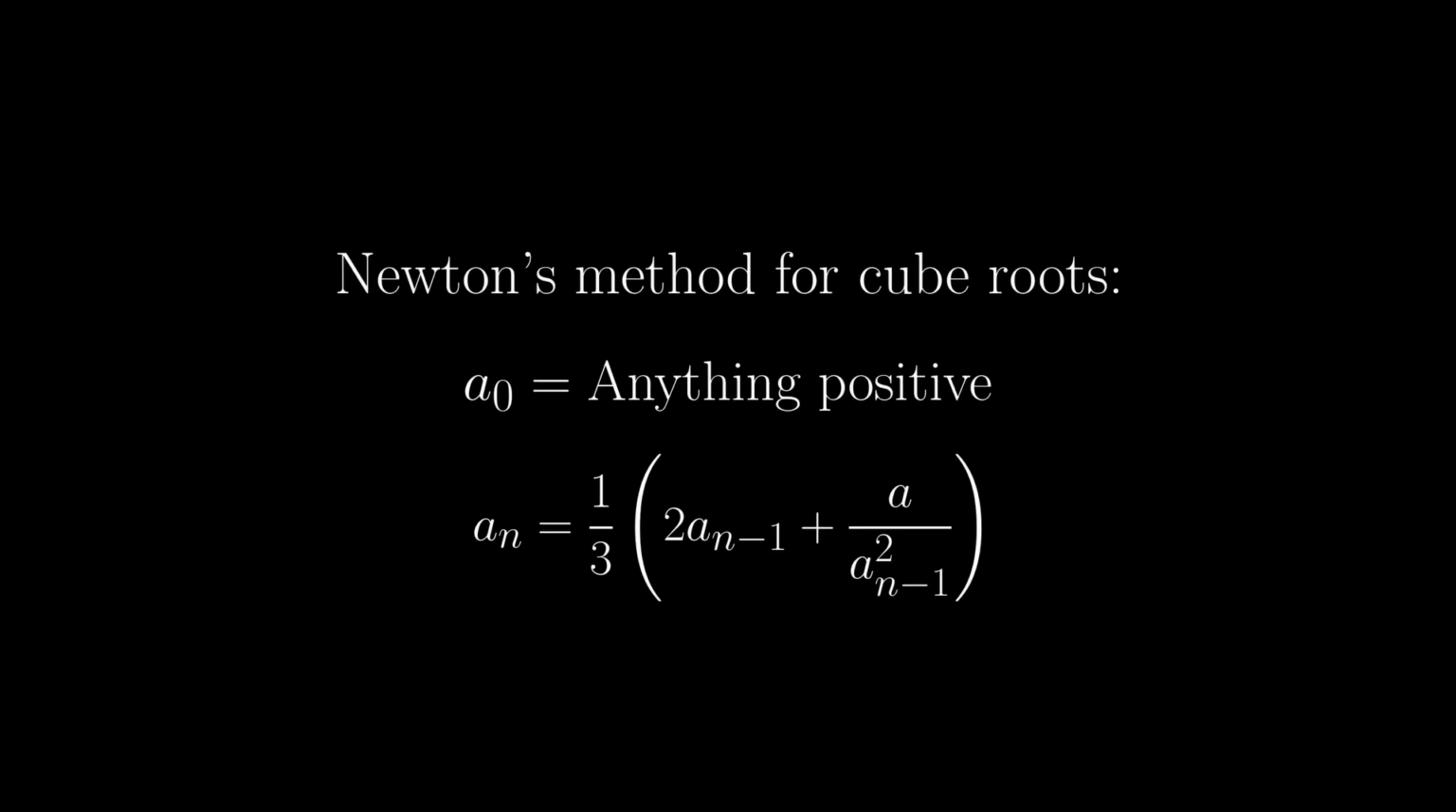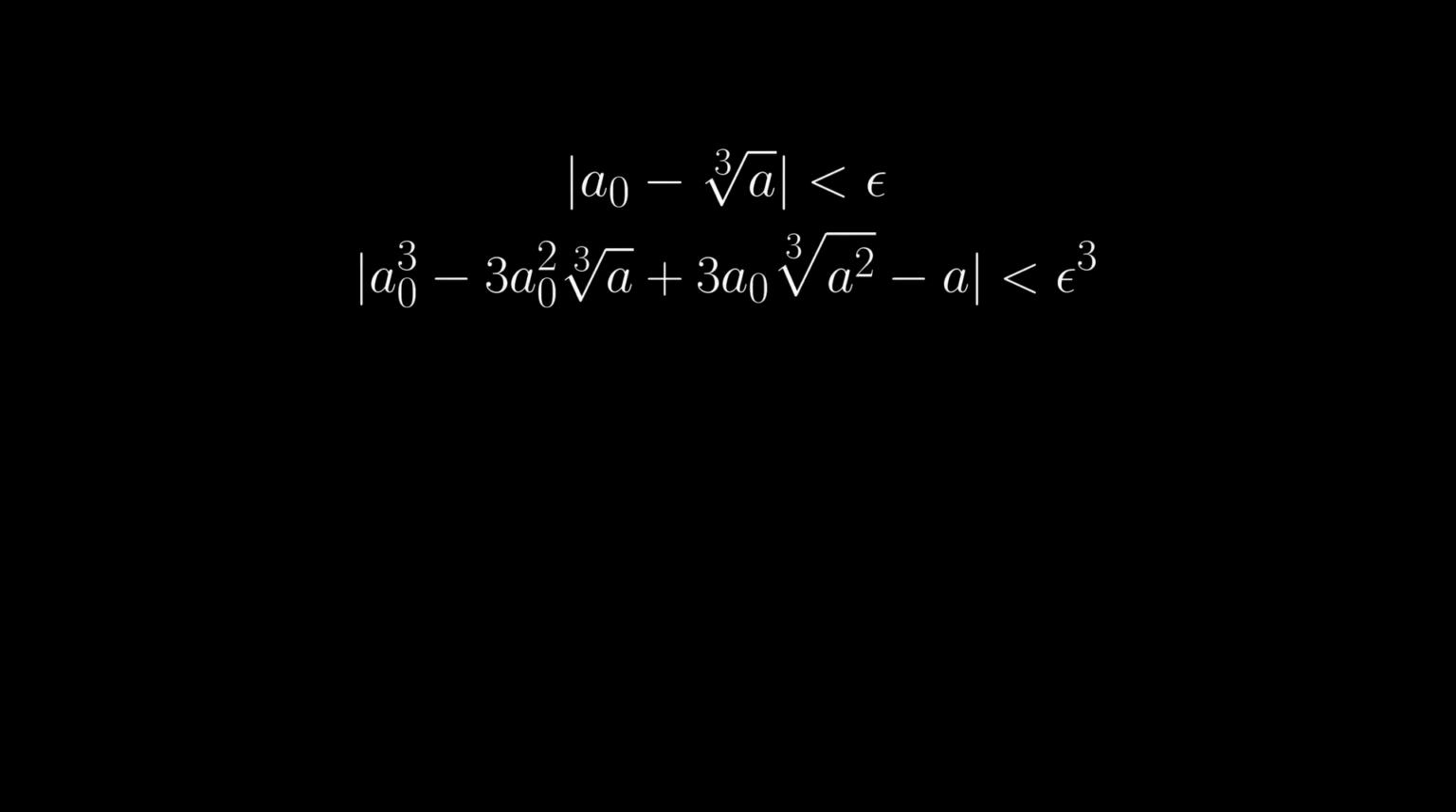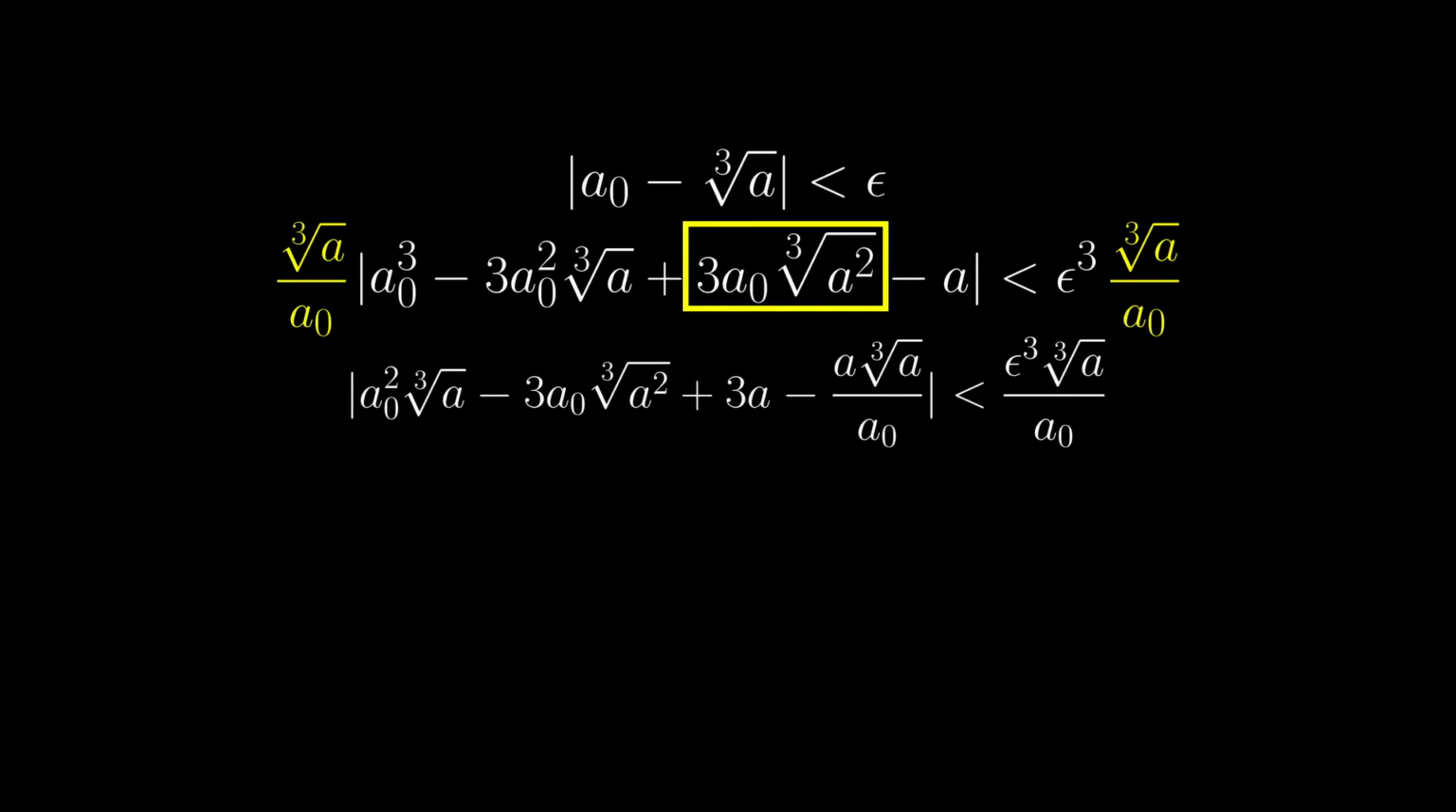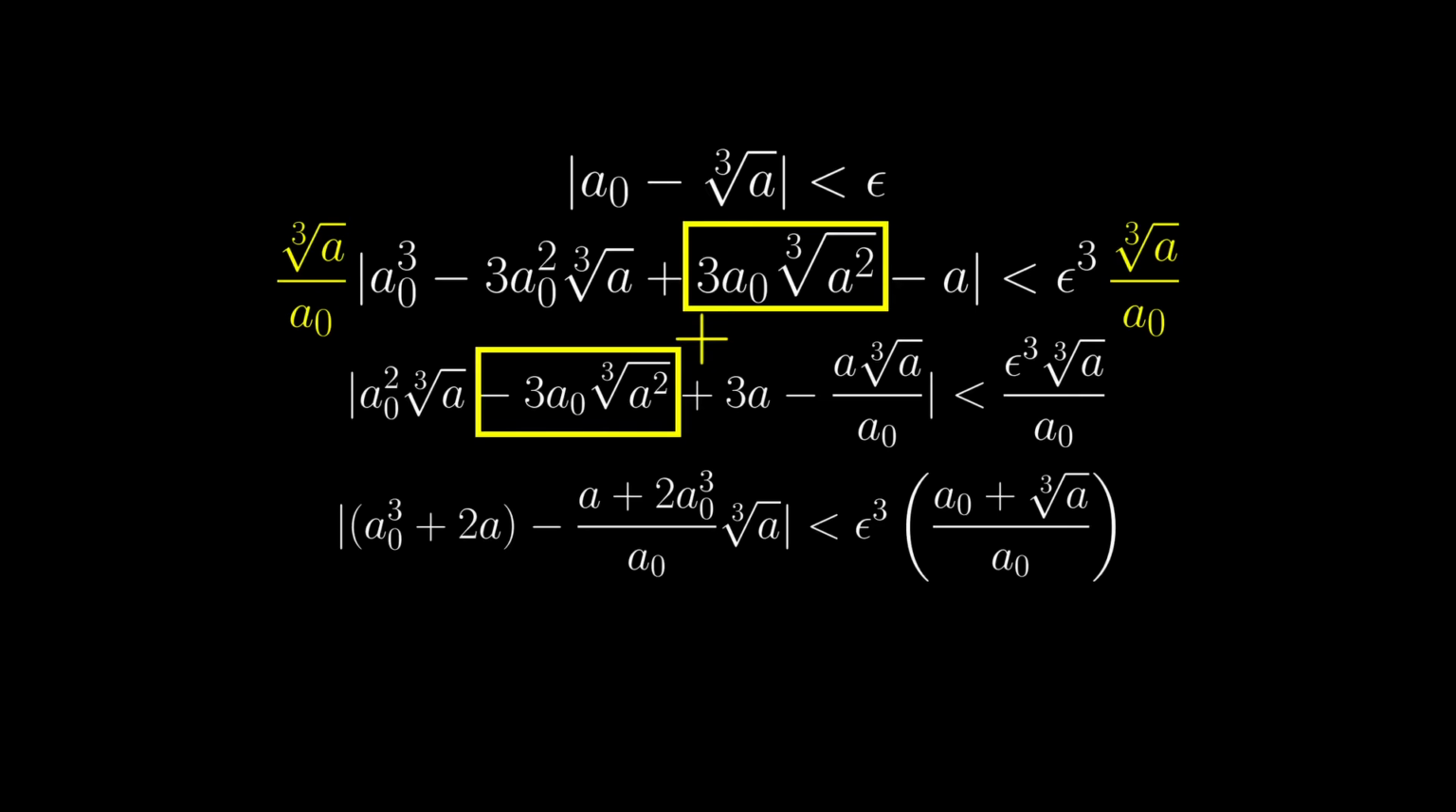However, there is also a non-calculus method. We first start off with this inequality where we specify the distance between a0 and cube root of a to be smaller than some error bound epsilon, and cube the inequality. However, there is a new unwanted term, cube root of a squared. Don't worry, because we can first multiply both sides by cube root of a divided by a0. Now notice that these two boxed expressions can add up to cancel out each other, so we add them up to get this inequality. This is now close to what we want.